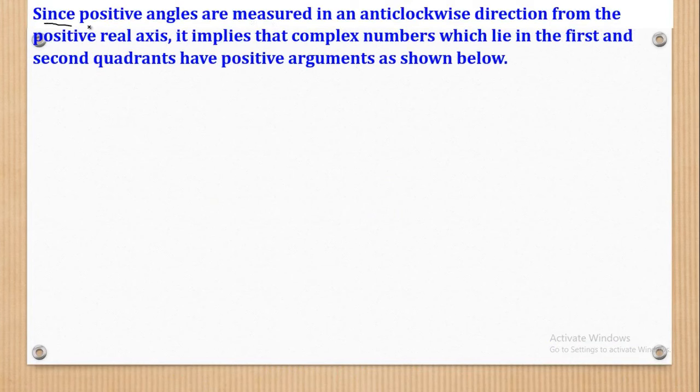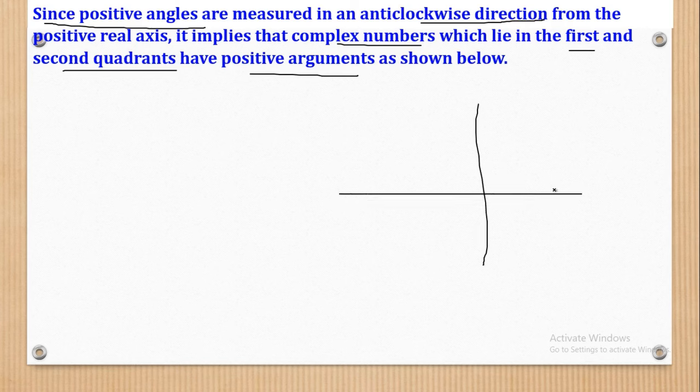Since positive angles are measured in an anti-clockwise direction, remember that under trigonometry, it implies the complex numbers which lie in the first and second quadrants have positive arguments as shown below. For example, like I told you, positive angles are measured from here going in this direction, and negative angles are measured from there going in this direction.